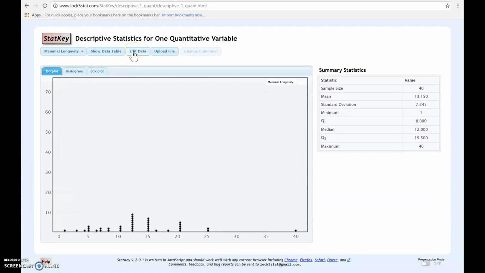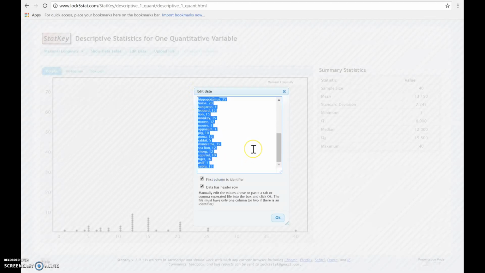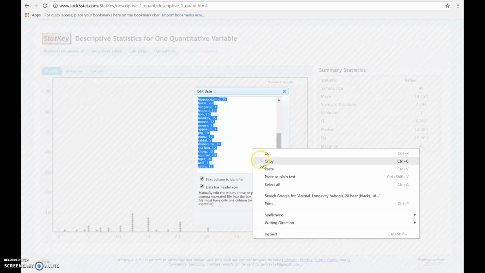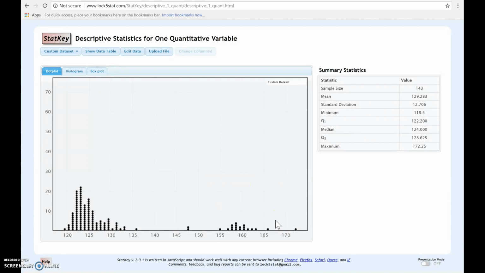I'm going to click on edit data, and now all I'm going to do is highlight the data that's already in here. I'm going to right click and paste in the horse racing data. So notice here I've still got time in seconds at the top. Now notice we don't have a first column as an identifier, so I do need to unclick that, but then I click OK. And StatKey is going to calculate the mean and standard deviation for me.